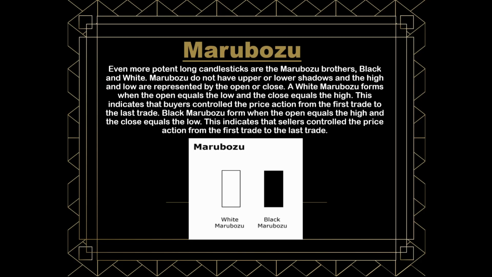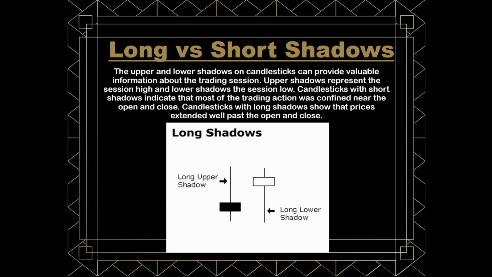This indicates that sellers controlled the price action from the first trade to the last trade, pretty much indicating this was all buying here on the bullish candlestick and this was all selling on the bearish candlestick. There are no upper wicks or lower wicks. The upper and lower shadows on candlesticks can provide valuable information about the trading session. Upper shadows represent the session high and the lower shadows the session low.